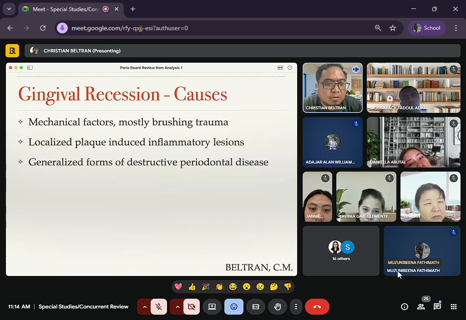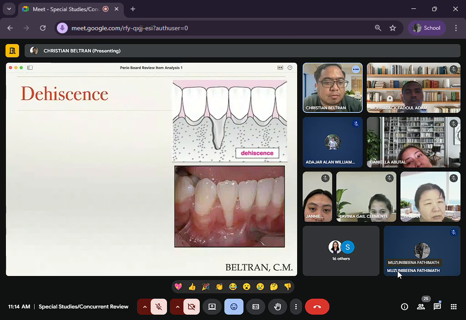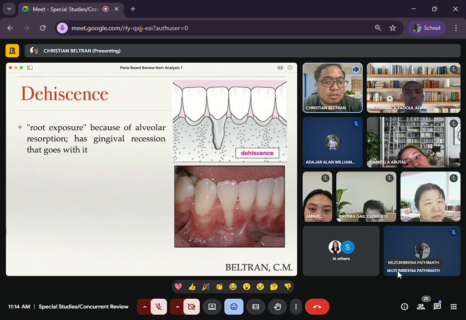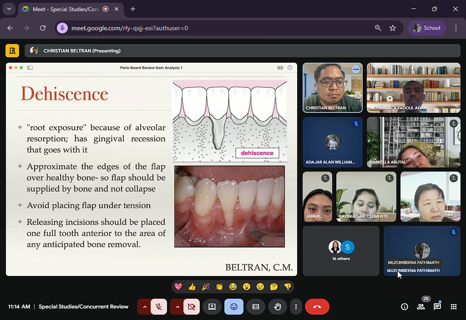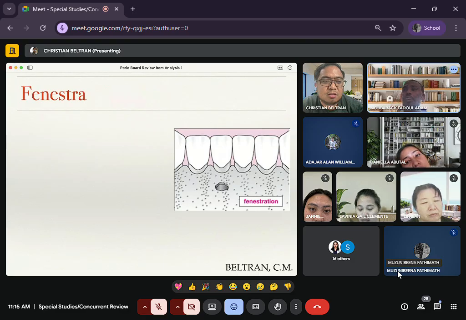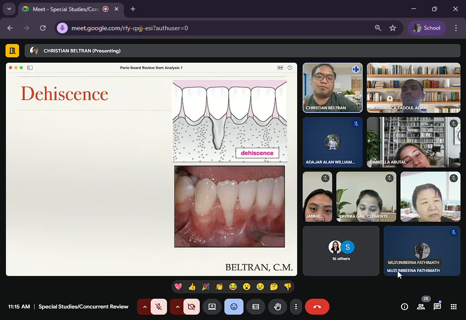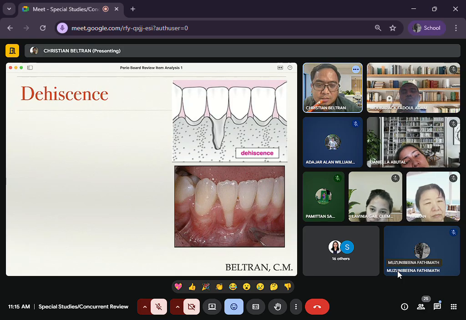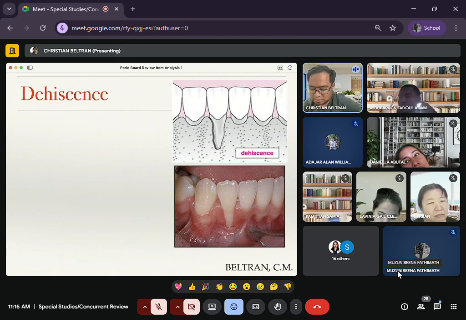Migration of the mucogingival line, okay. Dehiscence, you already know this. Doc, would the dehiscence be a type of recession? Dehiscence is a severe type of gingival recession. Yes, it's a form of recession, but it's a severe type of gingival recession. Most of the time due to trauma.